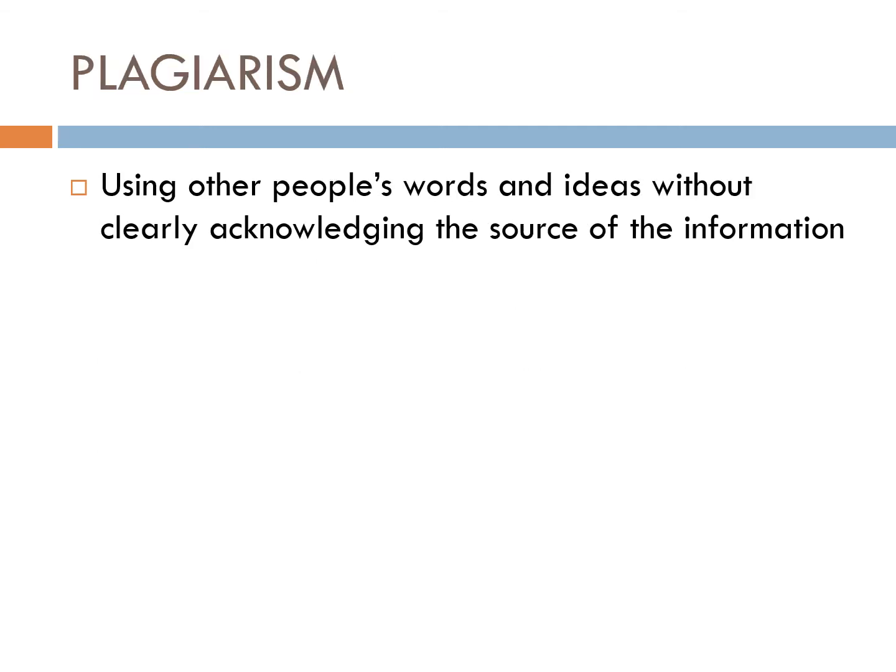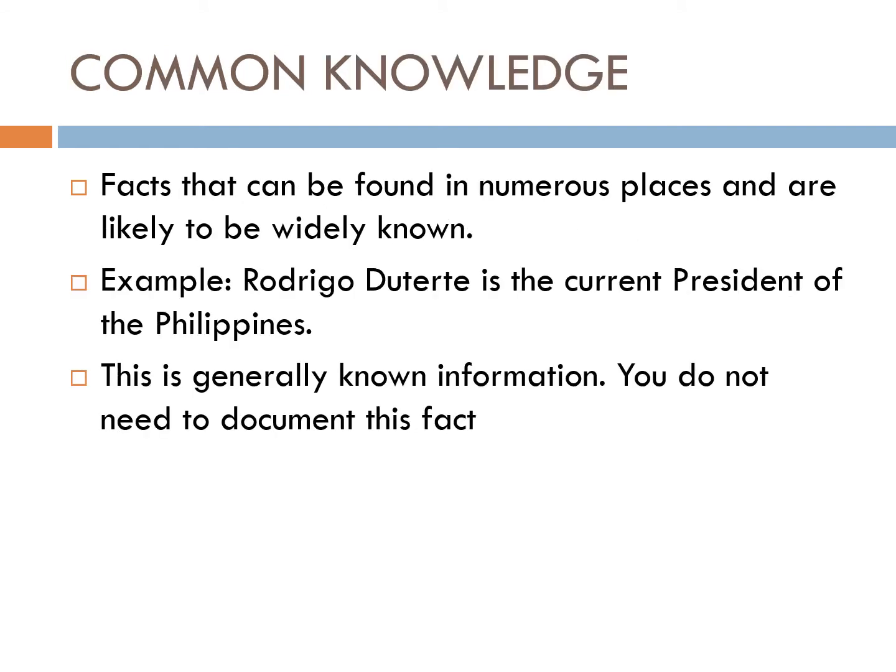Plagiarism is using people's words and ideas without clearly acknowledging the source of the information. Common knowledge are facts that can be found in numerous places and are likely to be widely known. Examples of common knowledge. Rodrigo Duterte is the current president of the Philippines. This is generally known information. You do not need to document this fact.